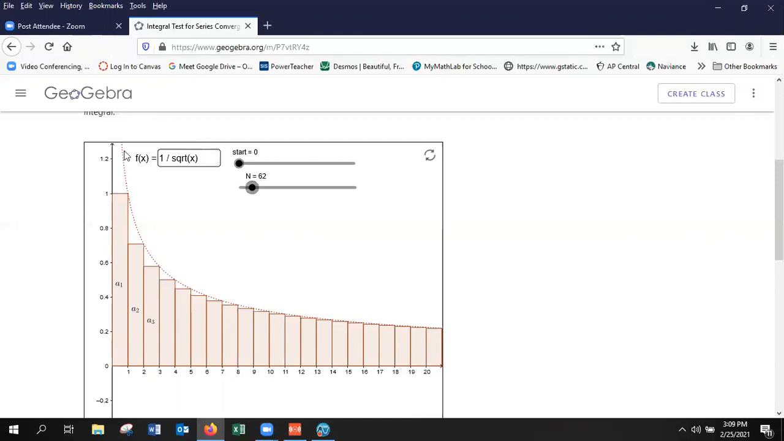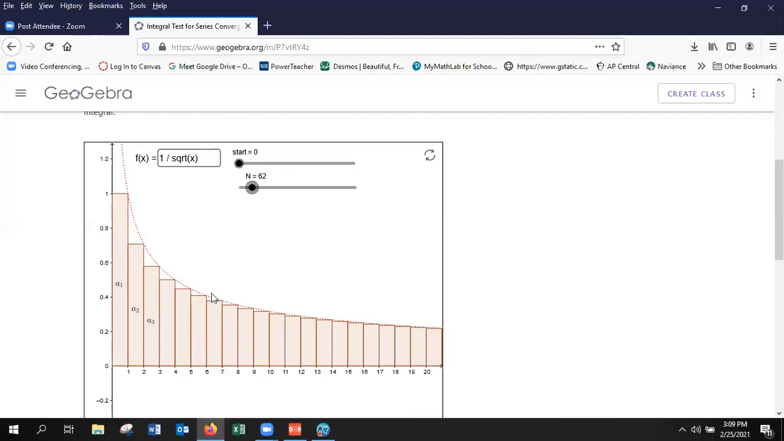Now, if we look at the function itself and we find the integral of this function, that is going to be the area underneath the curve. If we want to know if the series is going to converge, what we could do is use the integral to help us determine if that series is indeed going to converge.